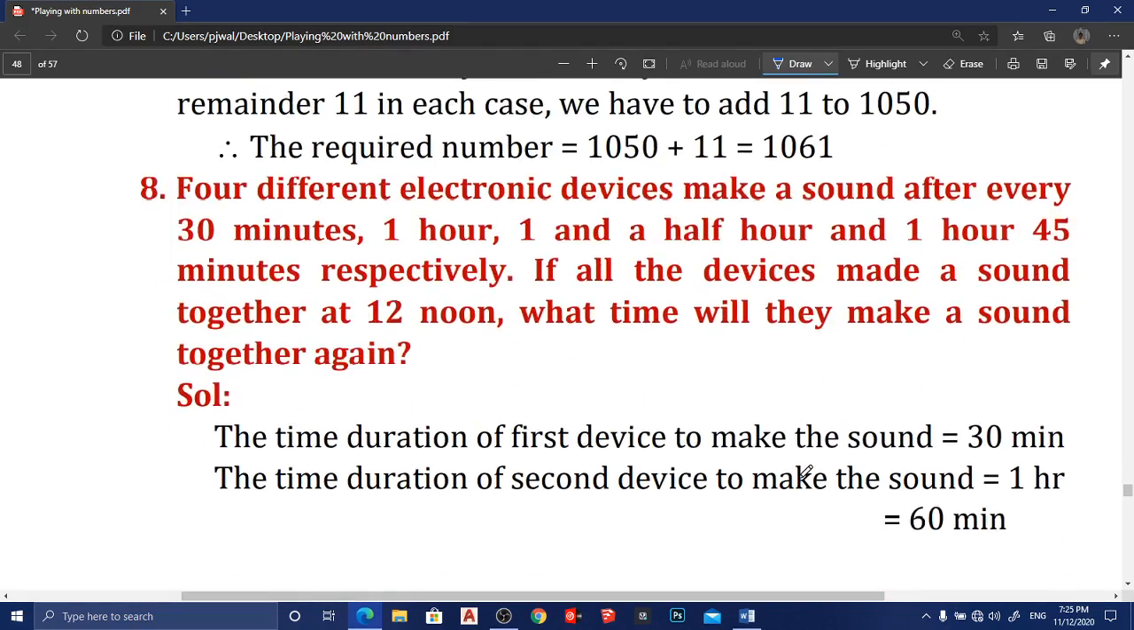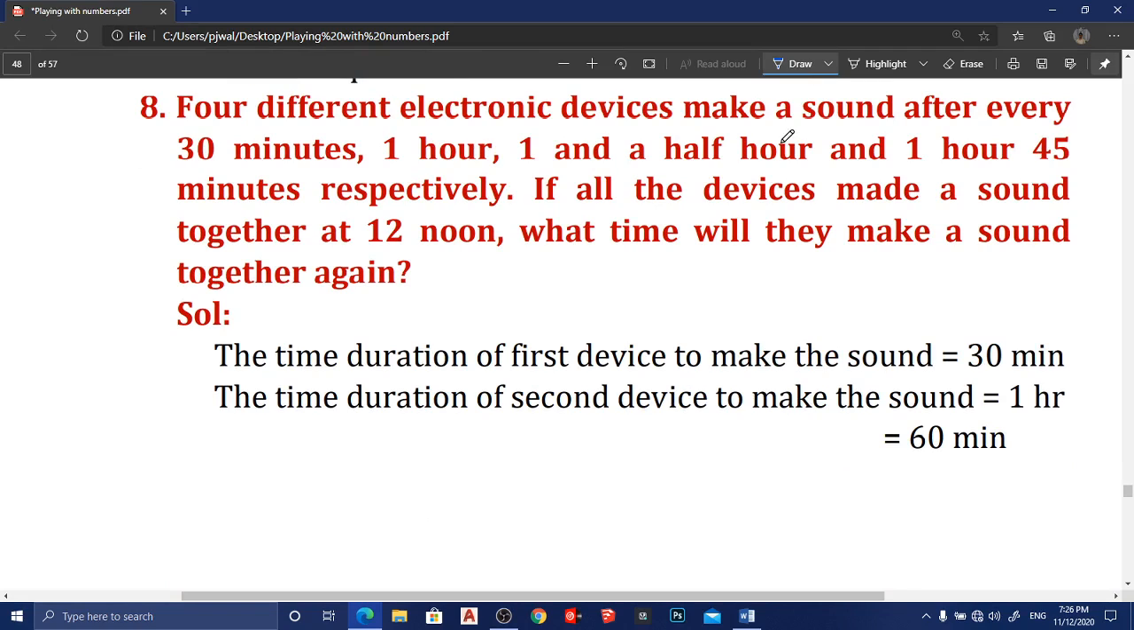Next one: 4 different electronic devices make a sound after every 30 minutes, 1 hour, 1.5 hours and 1 hour 45 minutes respectively. Different electronic devices make some sound. How are they making the sound? After every 30 minutes one device, after every 1 hour another device, after every 1.5 hours a third device, and after every 1 hour 45 minutes the fourth device is making sound.